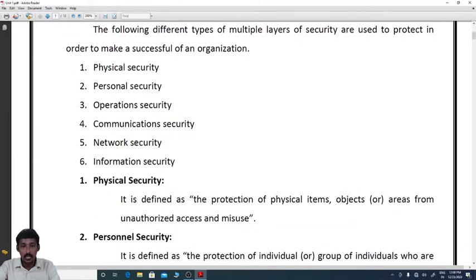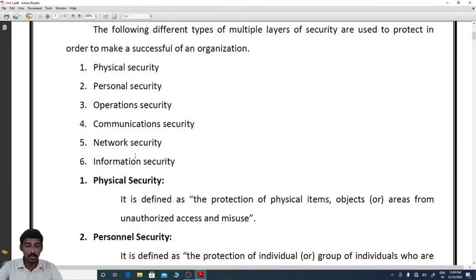One is physical security. Physical security is defined as the protection of physical items, objects, or areas from unauthorized access and misuse. For every organization, whether it is an IT organization or any other kind of organization, physical security plays a major role. It means we are going to protect the physical equipment, which may be equipment or land. For example, if I'm a landowner, I need to provide security for that land, following different kinds of security principles to prevent unauthorized access and misuse of those physical items. That is called physical security. Every organization must concentrate on physical security.